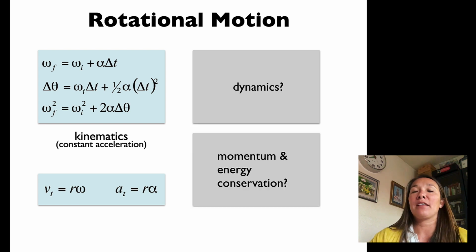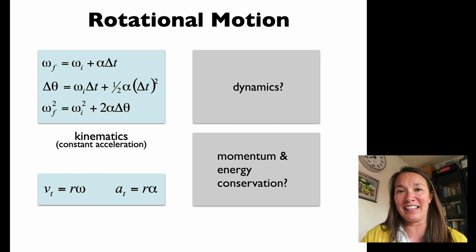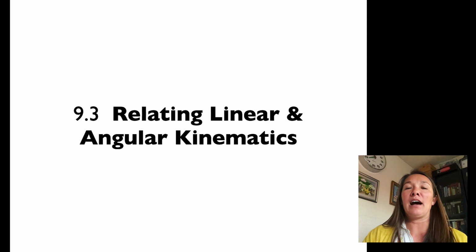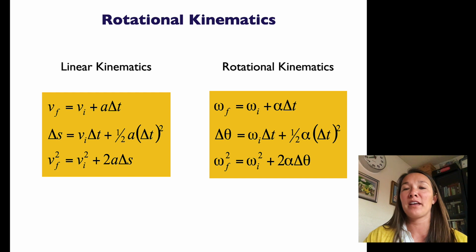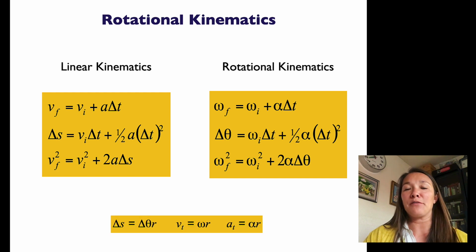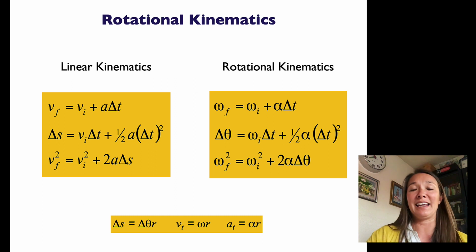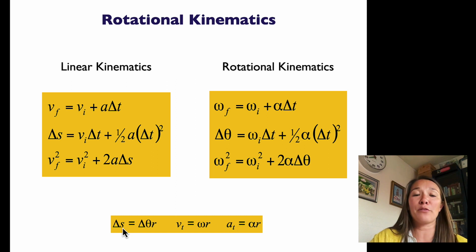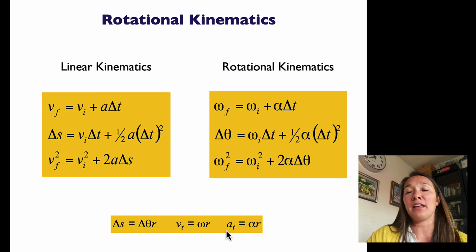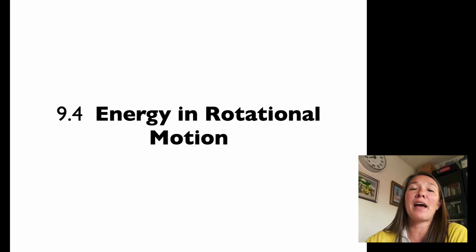For dynamics and momentum and energy conservation, we haven't really seen how those are related, and we're going to get into that in the next few chapters. How do we relate linear and angular kinematics? Just some housekeeping. Remember, to go back and forth between linear and angular, you just need these conversions, because arc length is sort of the circular version of distance, and then you have tangential velocity, which you can get from angular velocity. You have tangential acceleration, which you can get from angular acceleration. So you can go back and forth from the linear values to the angular values by just multiplying or dividing by the radius. Okay, so that brings us to energy.